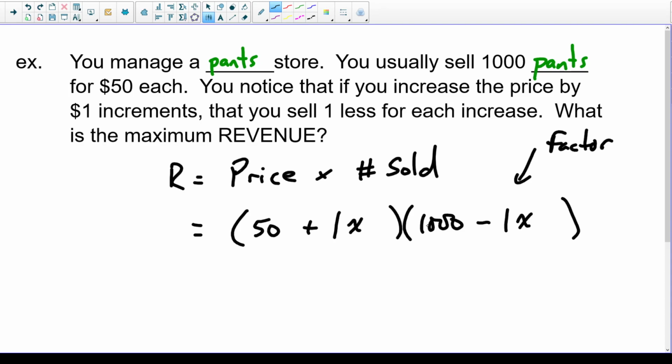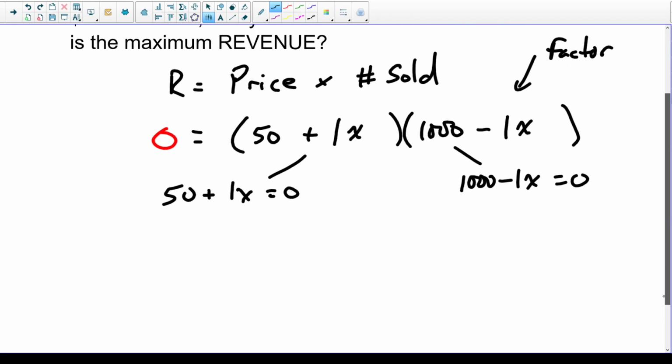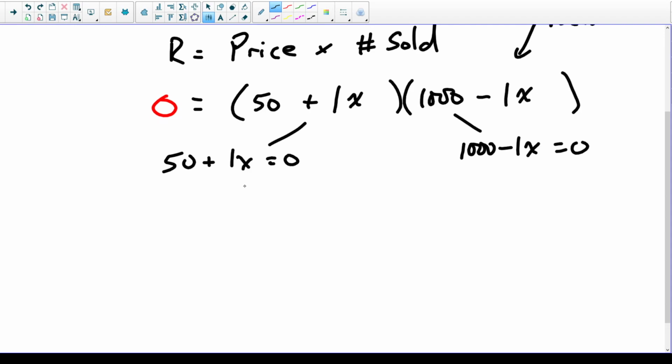When we had seen this equation originally, we had to come up with a table of values to be able to solve it, but now we don't. Now we're going to set this temporarily equal to 0. Let's find our two zeros. So we're going to split this up. 50 plus 1x equals 0. 1000 minus 1x equals 0. We're going to isolate for x. So the 50 is just going to go over to the other side in this case.